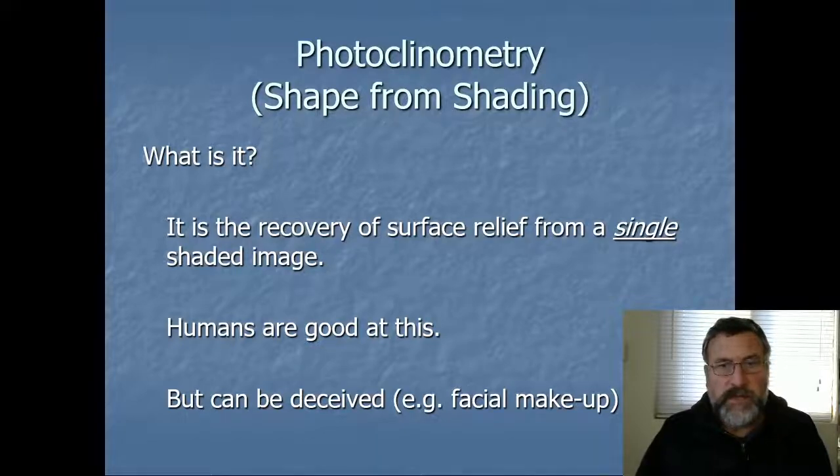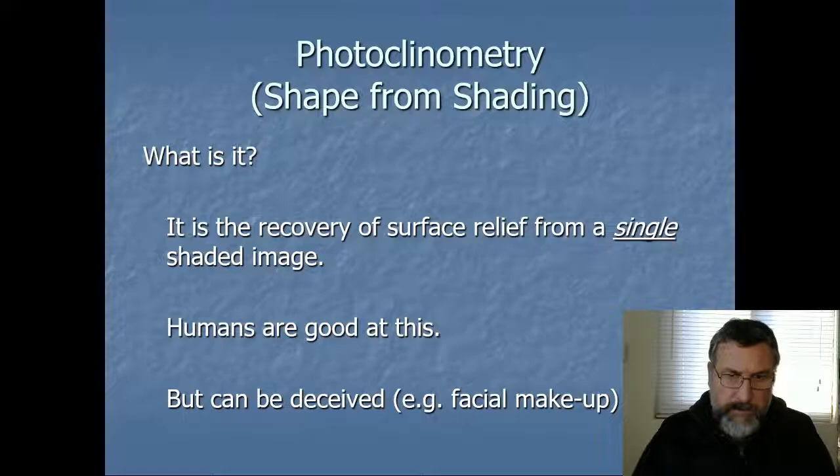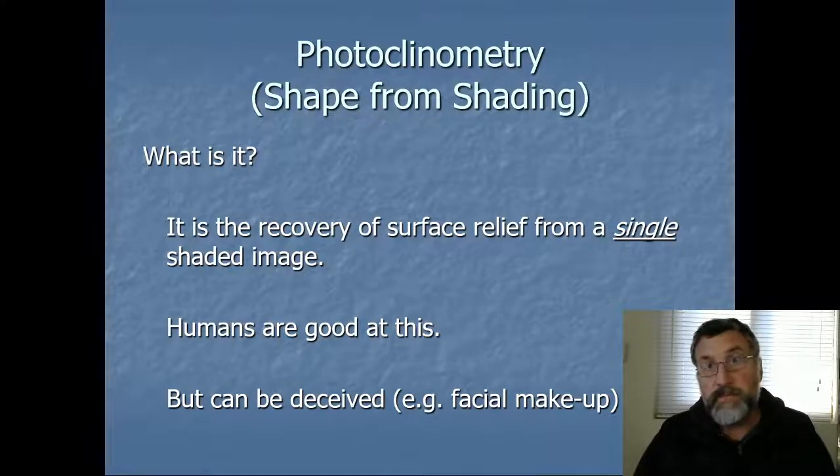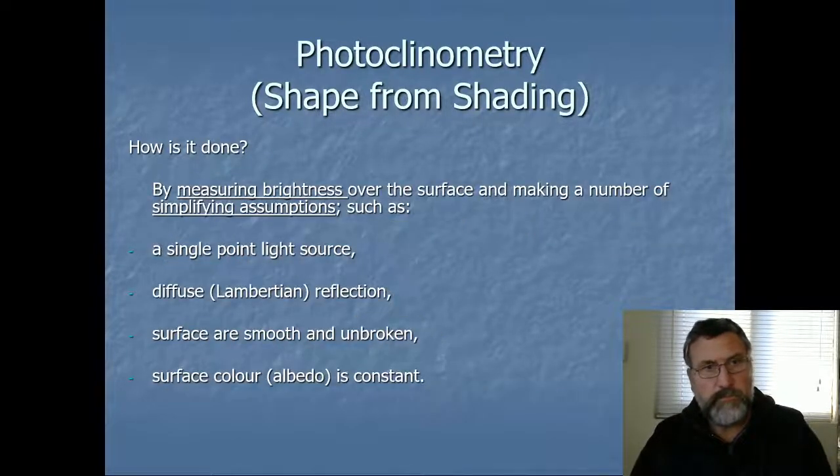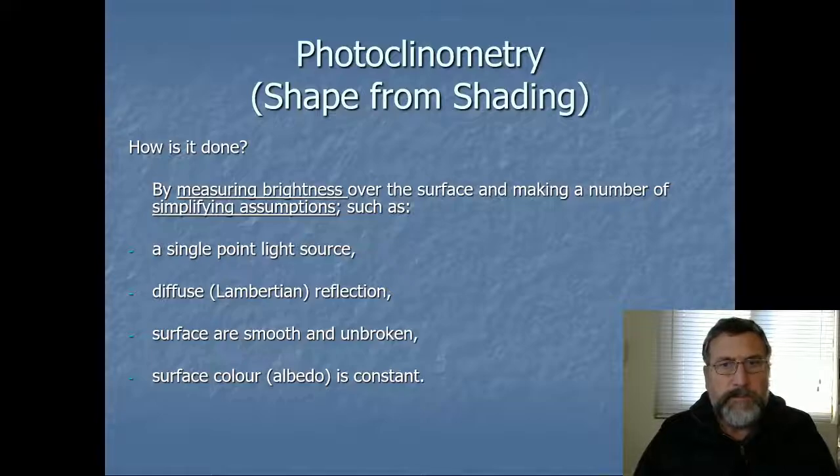Shape from shading, I say that's where you have a single image. Humans are good at it, but can be deceived by makeup, for example. You do this by measuring the brightness of the surface and making simplifying assumptions, such as we've got a single light source, we've got diffuse Lambertian reflections, the surface is smooth, and the colour is constant, which is not always the case.